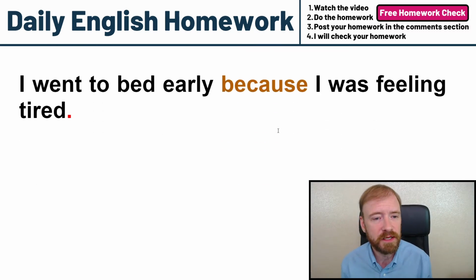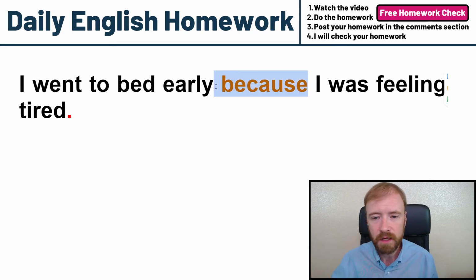Now look at this sentence. I went to bed early because I was feeling tired. We have because. Because doesn't need a comma. So a lot of students think, oh, these conjunctions all need the comma. In this case, because doesn't need a comma. All right, you don't need to write, if because is in the middle of a sentence, don't use a comma.